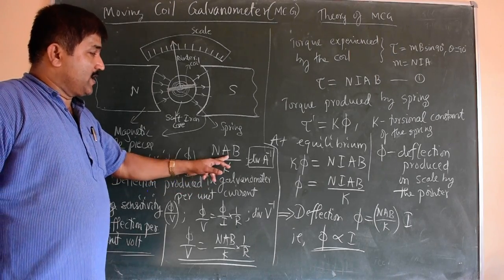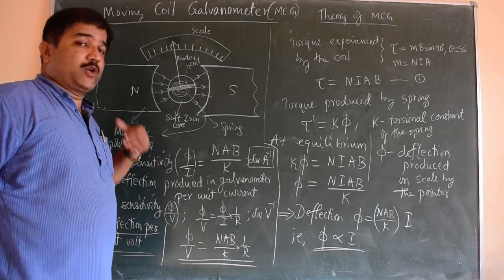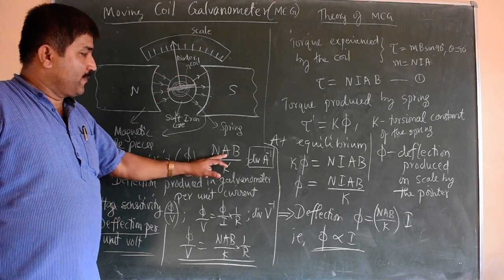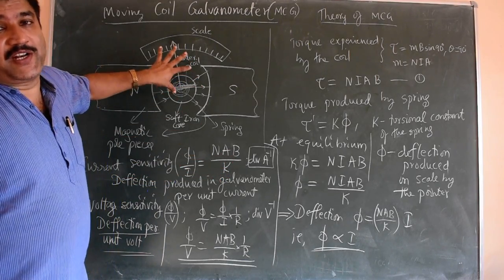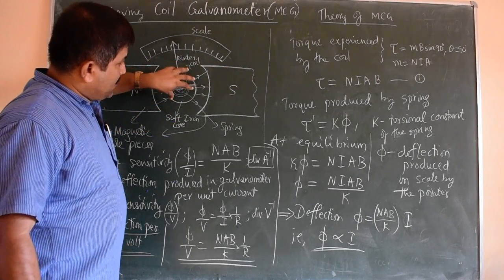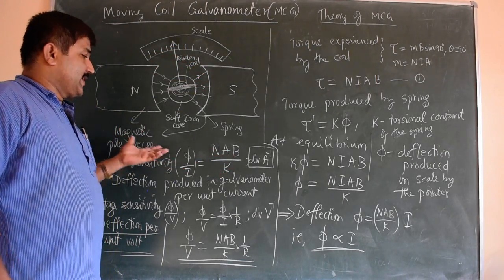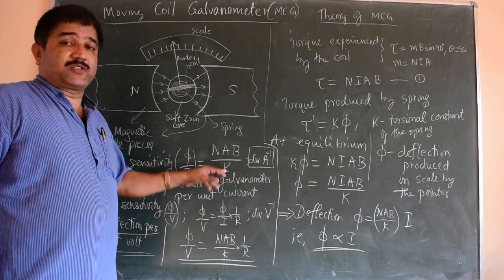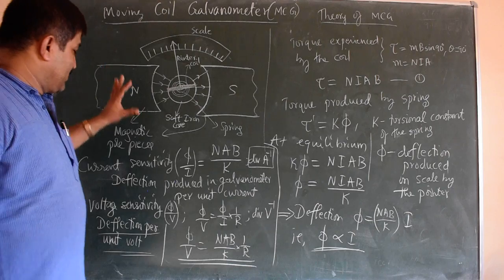Then the area. If you increase the cross sectional area of the coil, if you make more number of turns and a bigger loop, by using a bigger soft iron core, if you make the coil bigger, then it will increase the current sensitivity. If you use strong magnetic pole pieces, the coil is placed in a stronger magnetic field. So the magnetic field increases, and it will increase the sensitivity. And using a spring of small torsional constant, we can also increase the current sensitivity of a moving coil galvanometer.